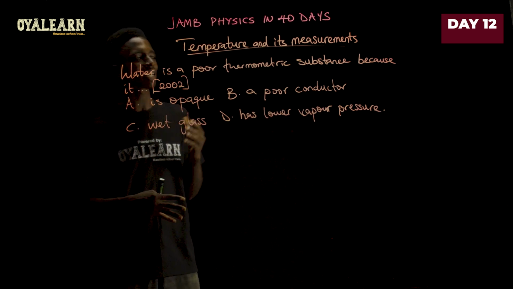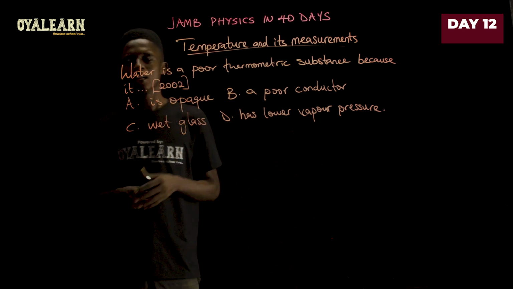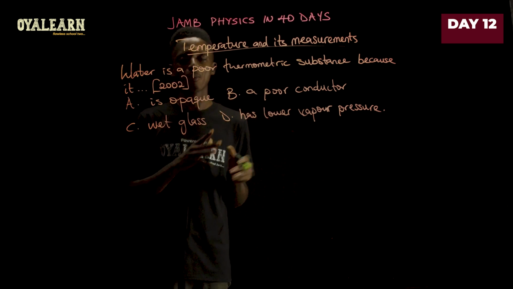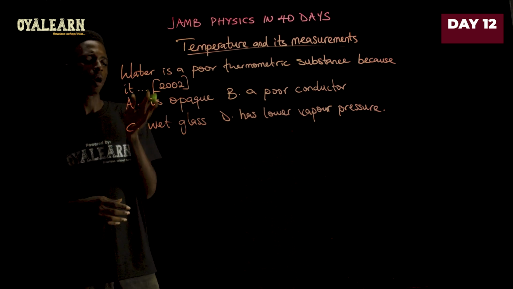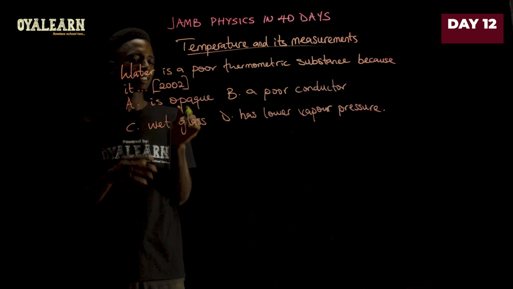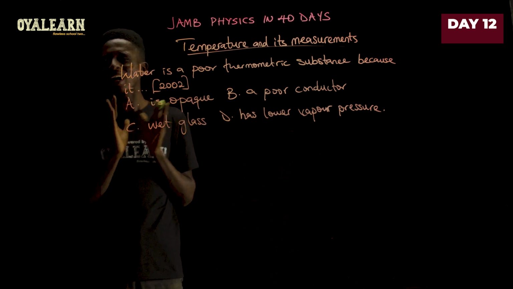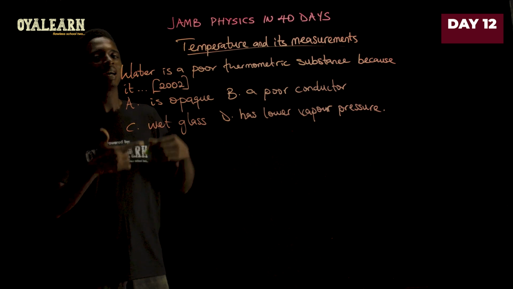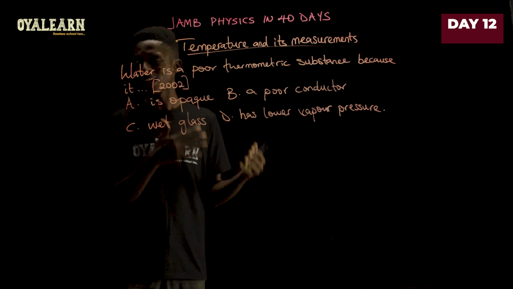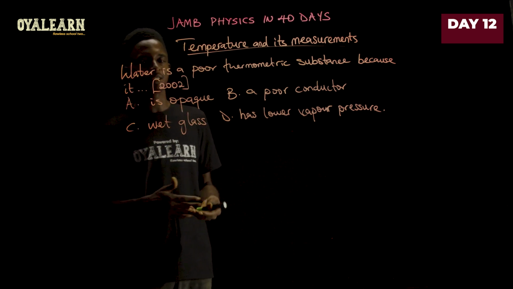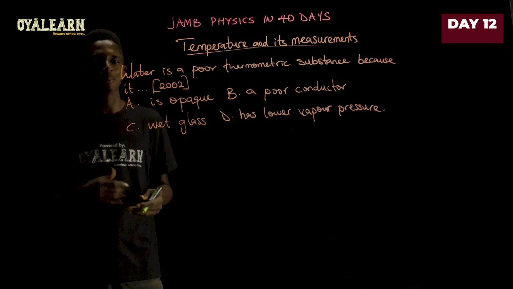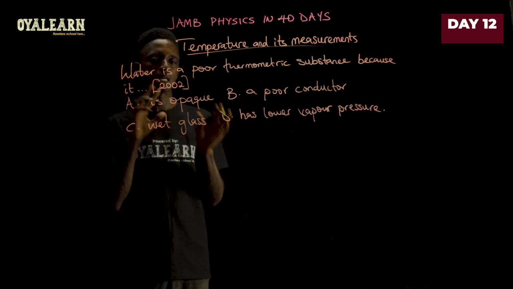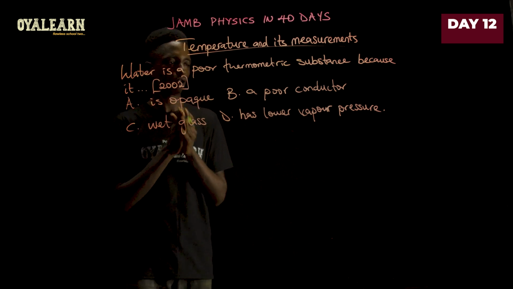Water is a poor thermometric substance because... so let's look at the reason why water would be a poor thermometric substance. Now, option A says it's opaque. This is wrong because water is actually transparent, not opaque. And opacity is supposed to be a characteristic of a good thermometric substance. Take mercury for example, it is opaque and it makes it a good thermometric substance. So option A is not correct.